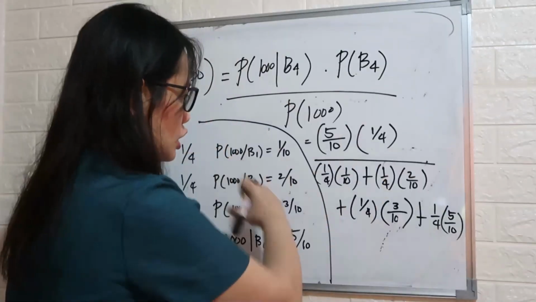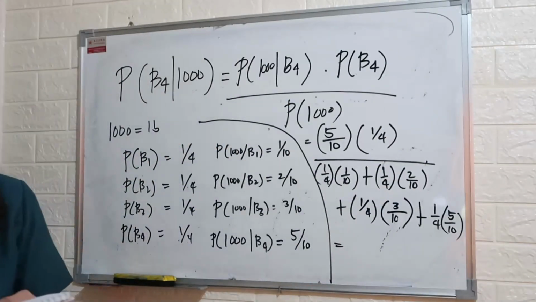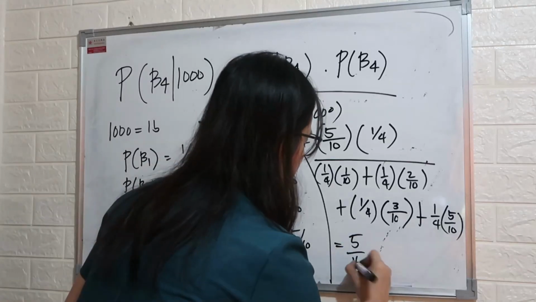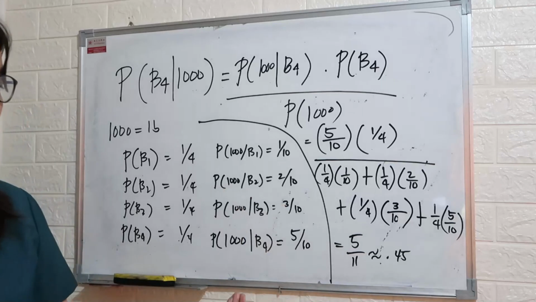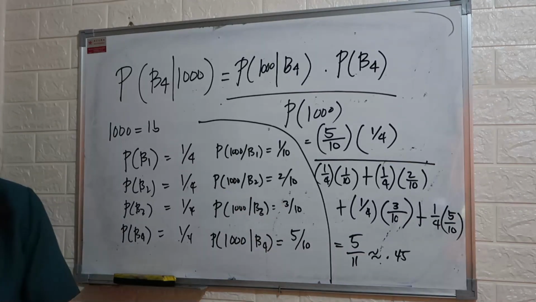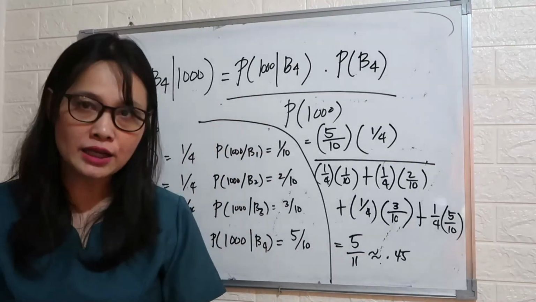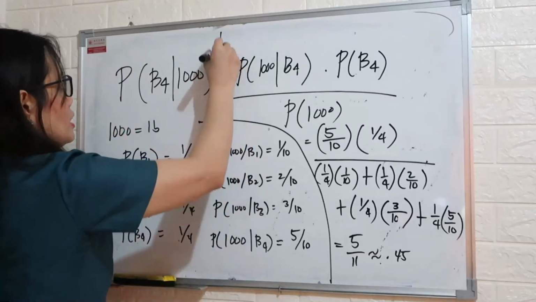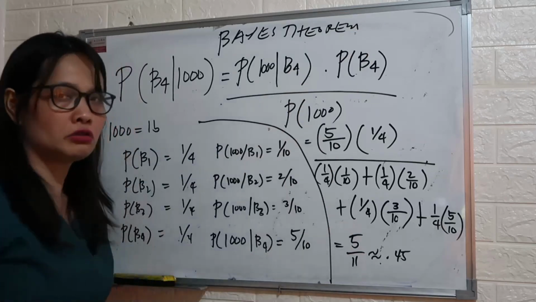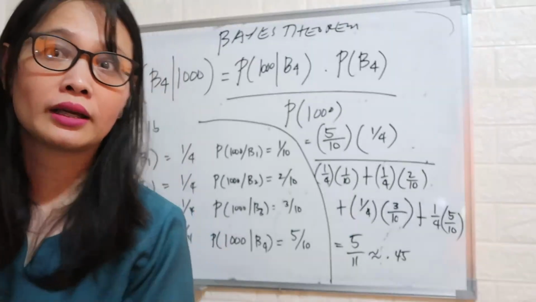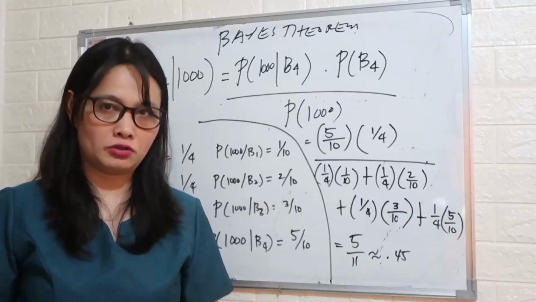So you need to simplify it. The answer is 5 over 11, or the equivalent of that is 0.45. So that is Bayes' theorem. Bayes' theorem is a combination of conditional and multiplication rules. So that's Bayes' theorem. Thank you.